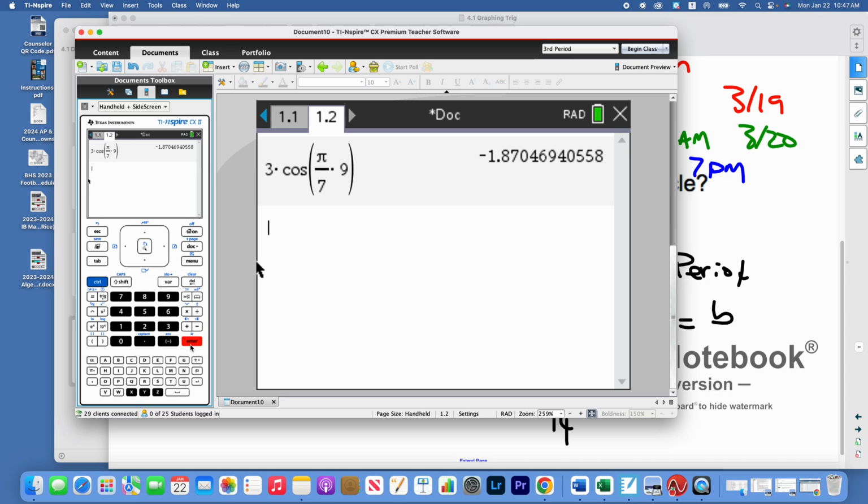So my water level at that point in time is negative 1.87. So the tide's going to be out. Where'd you get the 9 from? That was the 9 hours past noon. I'm saying I'm getting there at 9 o'clock tonight, so it's 9 hours past noon. So the water's probably going to be fairly calm. It's going to be out.